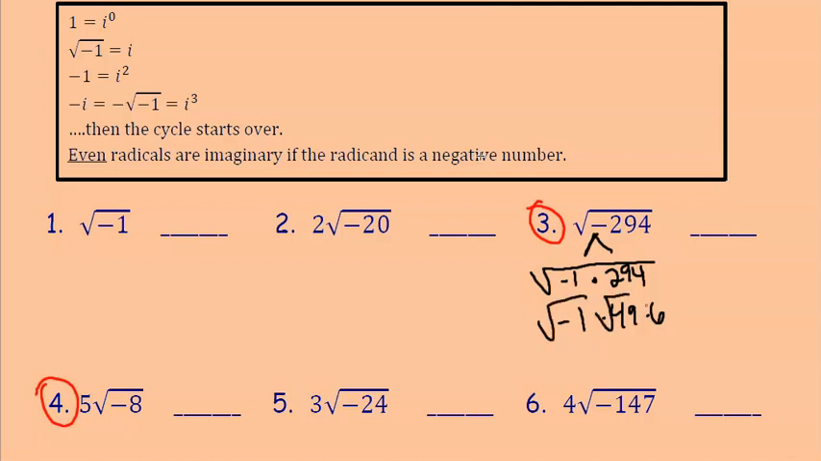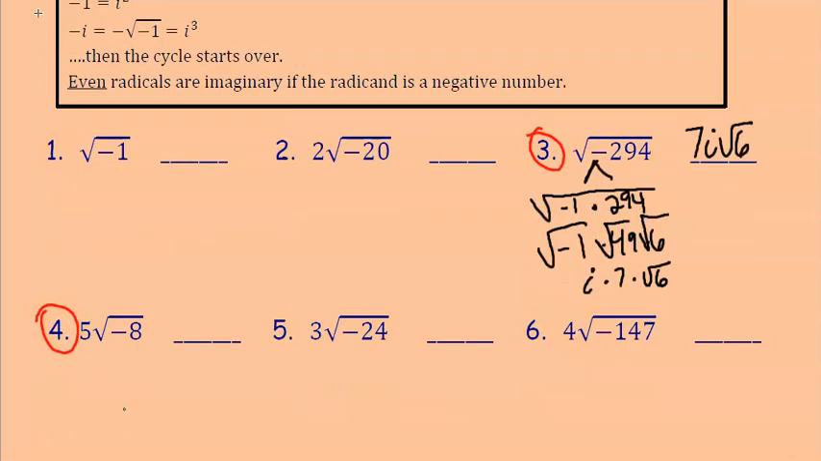So we have the square root of negative 1 times the square root of 49 times the square root of 6. So that's I times 7 times the square root of 6. So our simplified expression is 7I square root of 6. You can also write the I at the end. Just make sure that's not inside the square root. Okay, let's do one more together.